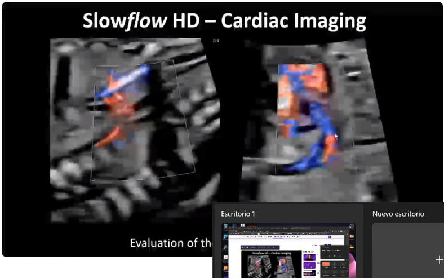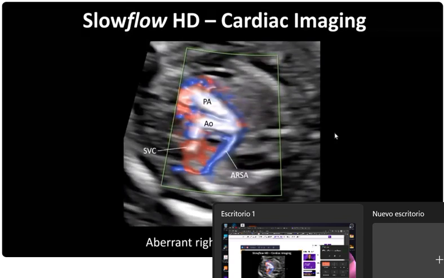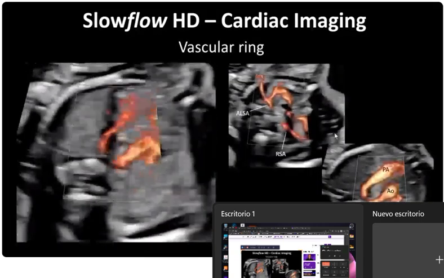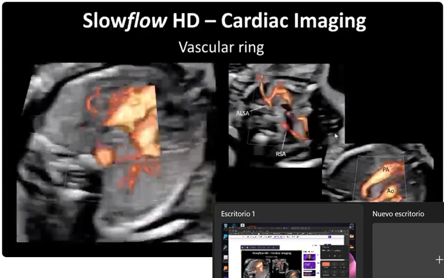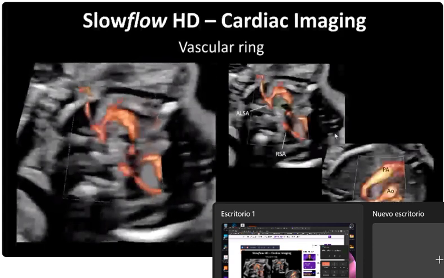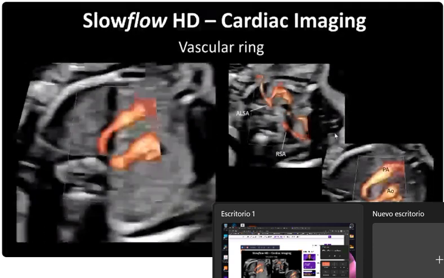Then we perform the cardiac evaluation. The minor vascular anomalies, such as the aberrant right subclavian, this is the fetus at 16 weeks gestation, also can be visualized pretty easily. And any malformations that include the anomalies of the aortic arch can definitely be diagnosed, and the diagnosis can be done easily if we apply the slow flow HD.